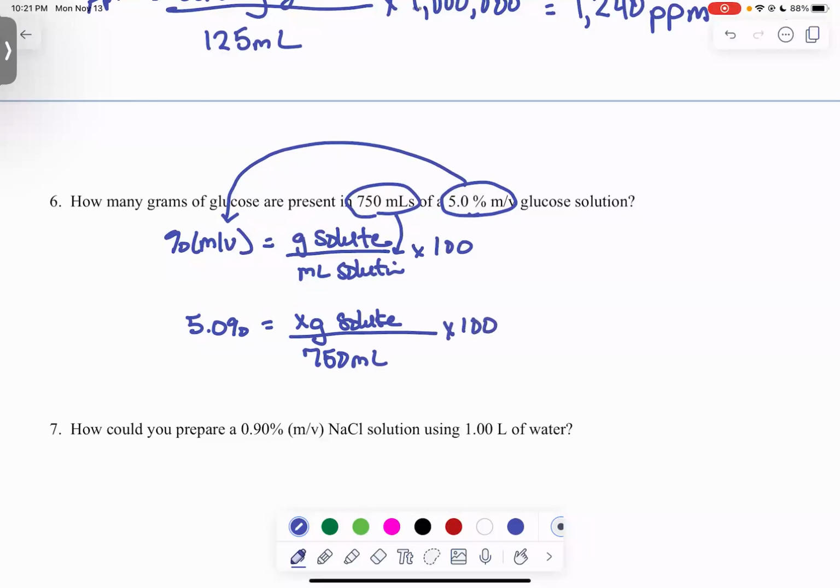And you could put that as glucose, since they told us it's glucose, right? So now, what's my variable? Here's my variable right here.